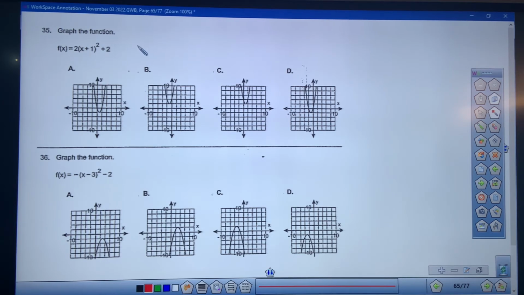Opposite same for parabola, so it's going to be negative 1, 2. And it's going to have a positive 2, so it's going to be concave up. So I go left 1, up 2. Has to be choice B.